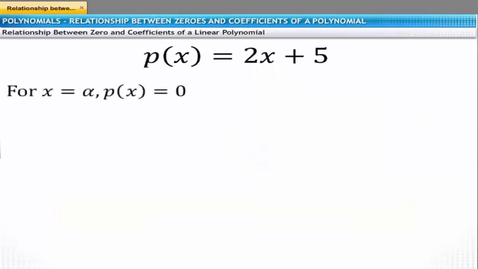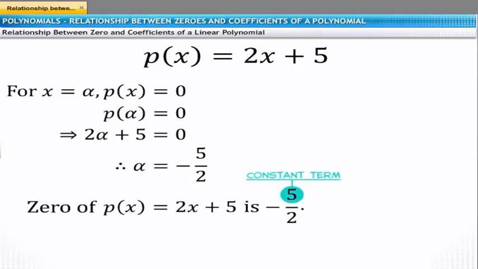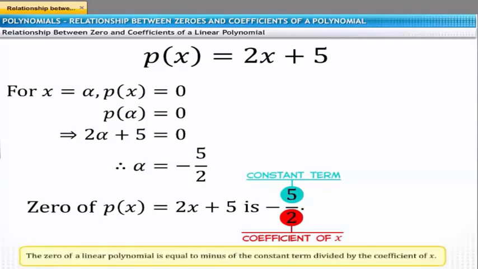Let's assume that for x equal to alpha, the value of p of x becomes 0. Thus, p of alpha is equal to 0. This implies that 2 alpha plus 5 is equal to 0. On simplification, we get the value of alpha as minus 5 divided by 2. Here you observe that the numerator 5 is the constant term of the polynomial, and the denominator 2 is the coefficient of the variable x. Based on this observation, we can conclude that the zero of a linear polynomial is equal to the minus of the constant term divided by the coefficient of x.